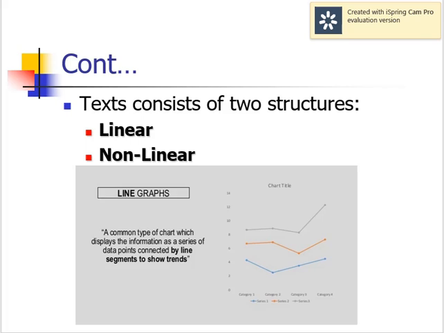Text consists of two structures. The first is linear and the second is non-linear. The example of linear structure is a word in a sentence. If you look at the left side of the diagram here, this is the example of the linear structure. And the non-linear structure is on the right side, where the text or the sentence or the word is represented by a graph. So it's either a line graph, bar graph, or pie chart that can represent text.